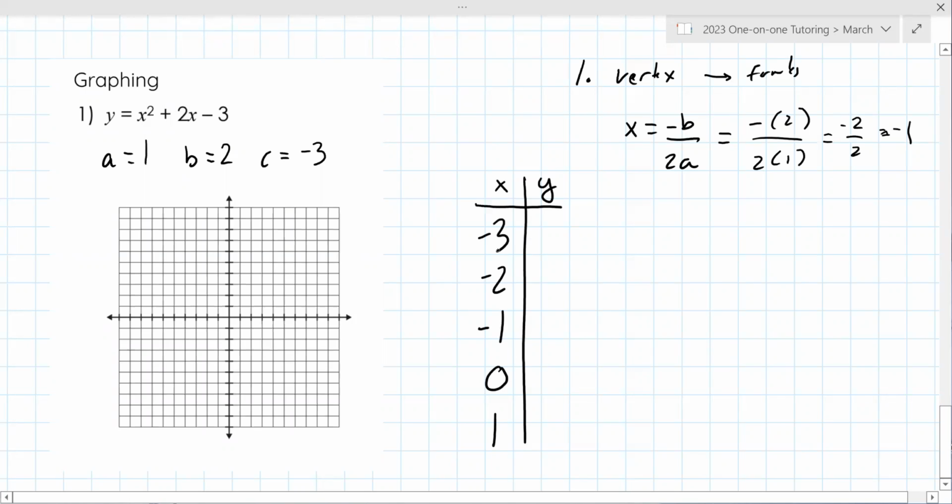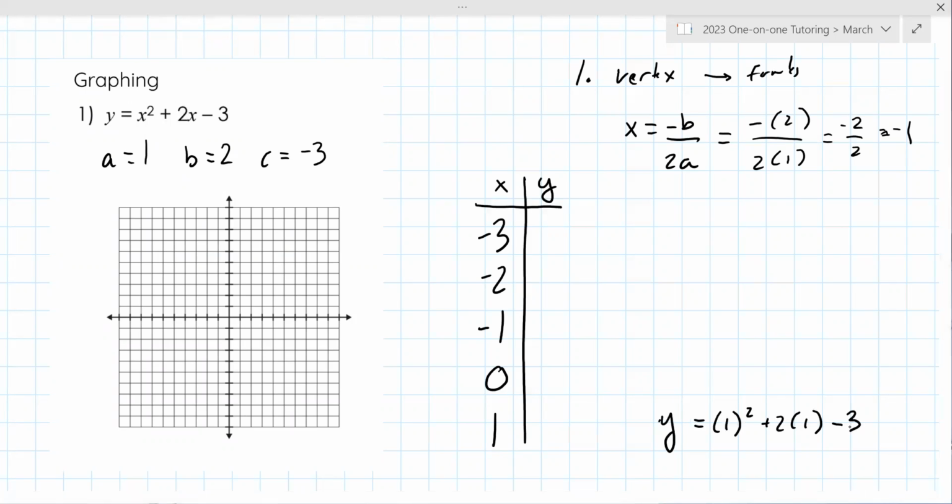Do you remember how to find the Y value? No. Okay, you're going to take the X value, and we're going to start at 1 because it's the easiest one, and we're going to put it in for X. So I'm going to write that down here to the right. It's 1 squared plus 2 times 1 minus 3. Can you evaluate that for me and let me know what you come up with?